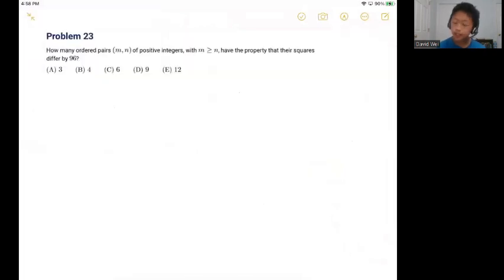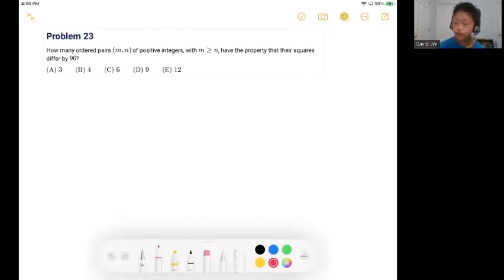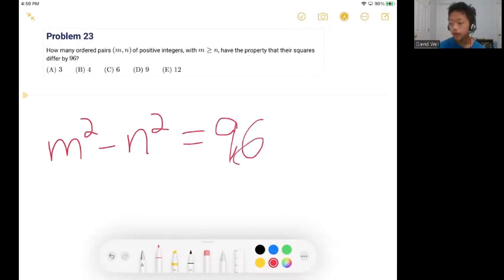Question 23 is another interesting question. We want to know how many ordered pairs m, n of positive integers with m greater than or equal to n have the property that their squares differ by 96. This is a pretty short problem. The difference of the squares is 96, so m is greater than n. Essentially the question is saying m squared minus n squared has to equal 96. We want to find how many solutions there are to this equation.